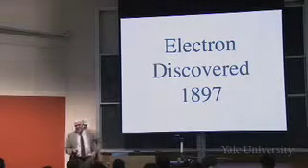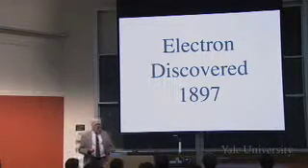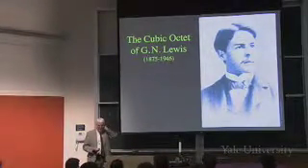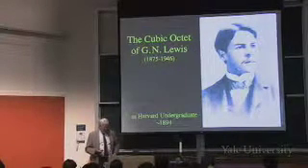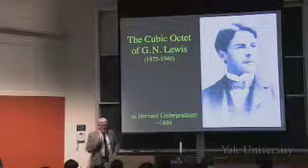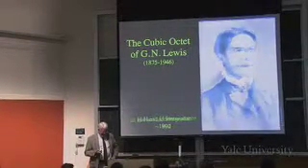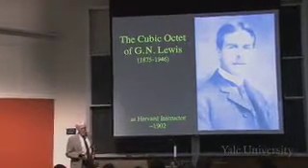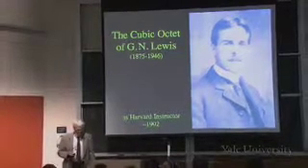So the electron was discovered in 1897, right? So maybe that has something to do with it. And the guy who associated electrons with valence was G.N. Lewis. And this is a picture of him as a Harvard undergraduate in 1894. And this is 8 years later when he was an instructor at Harvard. And he then went to establish the chemistry department at the University of California at Berkeley.